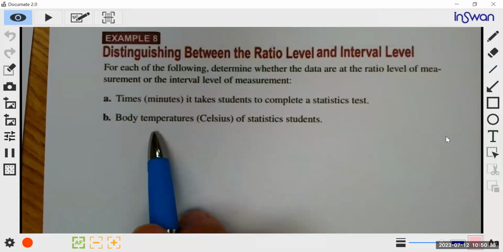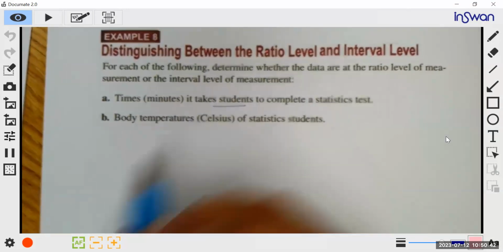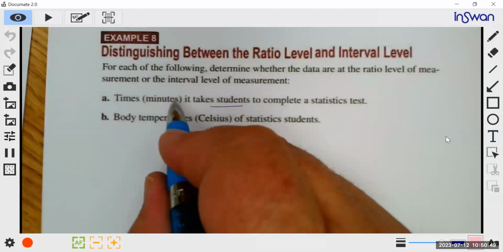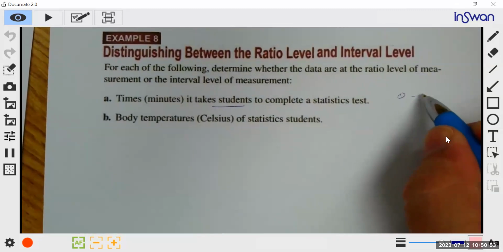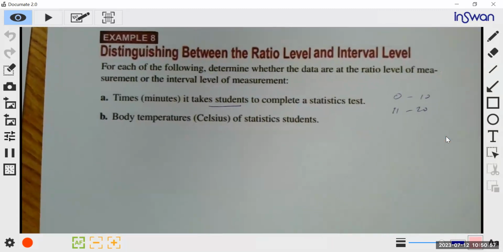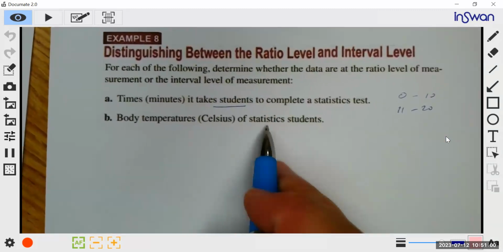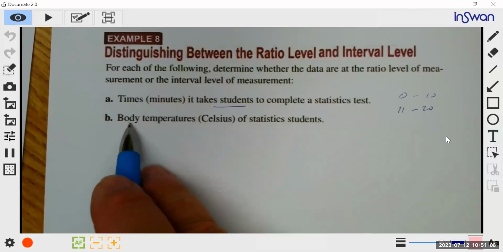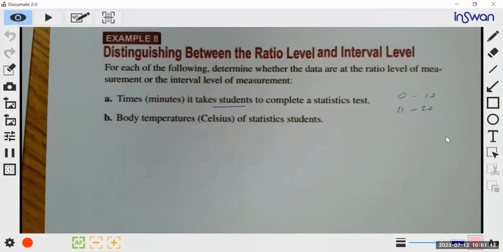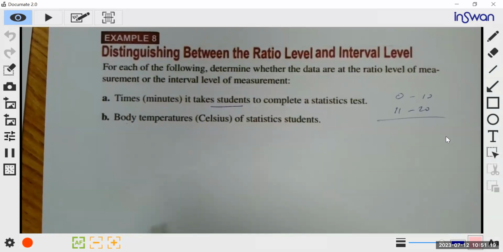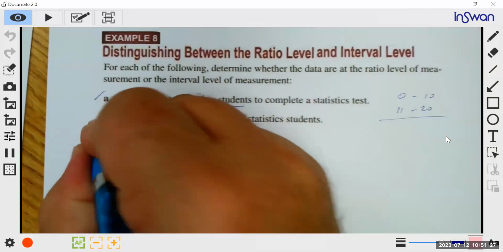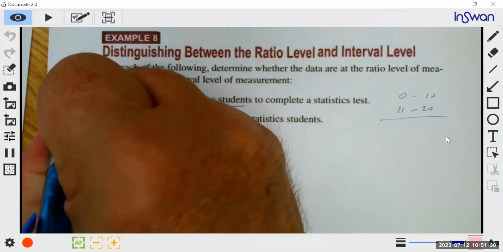As opposed to body temperature. Because this one here, you're looking at too many students. It's plural. So what you have here, it's an interval because you have students who finish the test in 0 to 10 minutes, 11 to 20 minutes. We can group them like that. Body temperatures are intervals already, but since it's the same person, we need the body temperature. Can you double the body temperature? No. So does the ratio test pass for this one, twice? Does it fail for this one? Yeah. So that means this is a ratio and this is an interval.